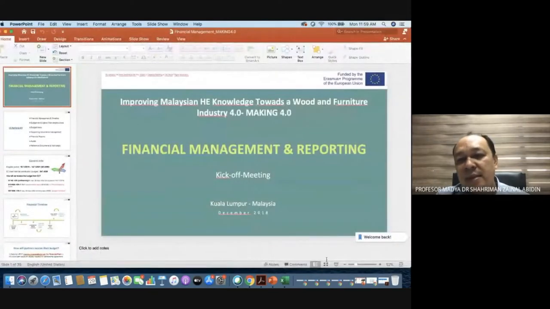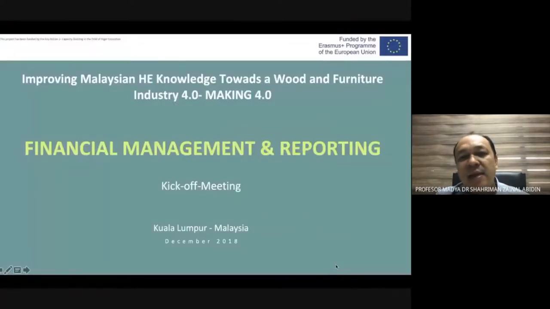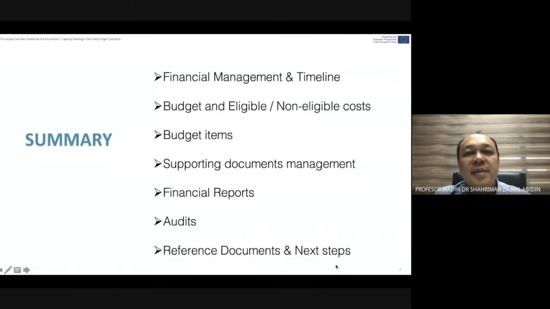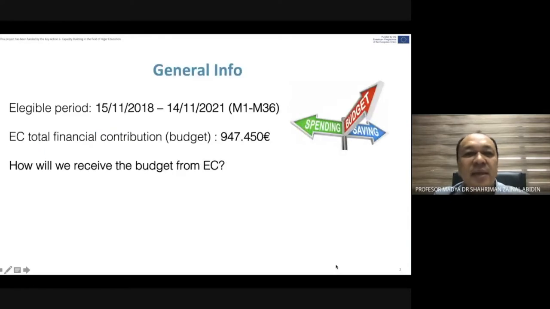This is important, I think you cannot get this on the website. This is based upon our coordinator's sharing on financial matters and reporting. Usually we need to know the financial management timeline, budget eligible and non-eligible, budget items, supporting document management, financial report, audits with reference and document, next step.